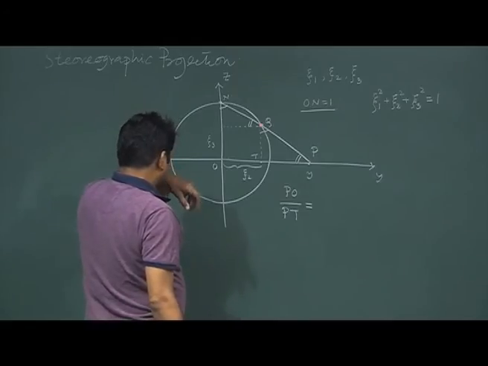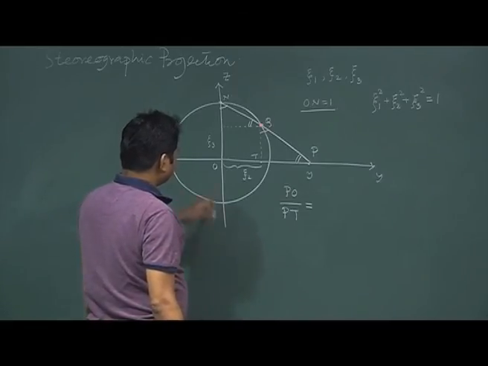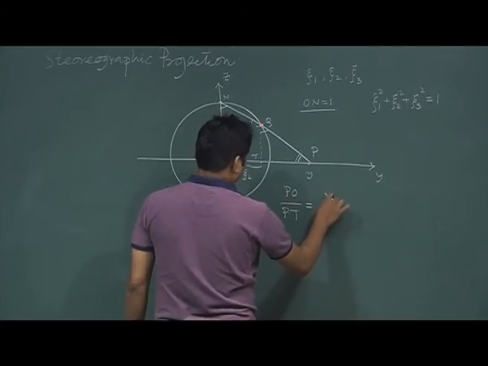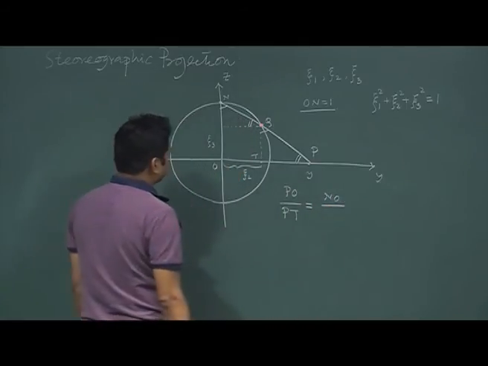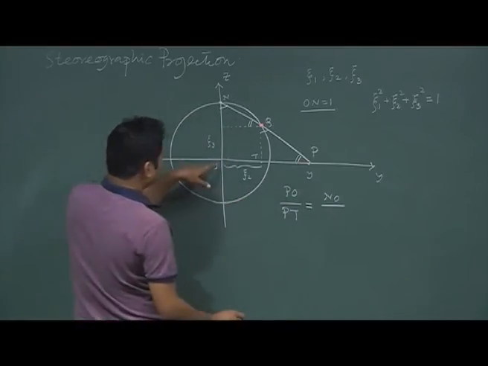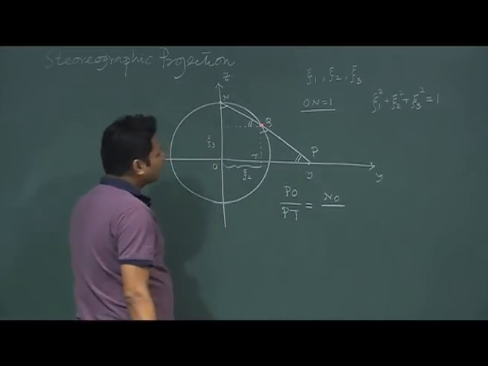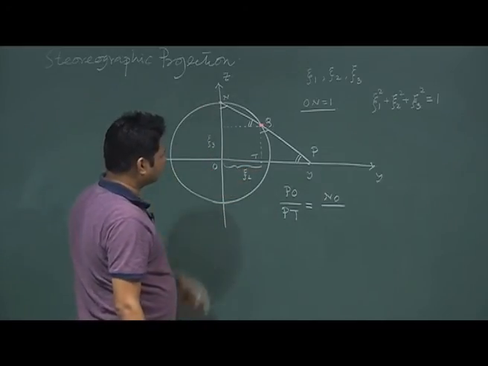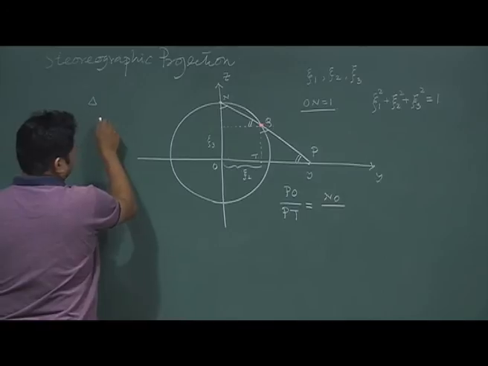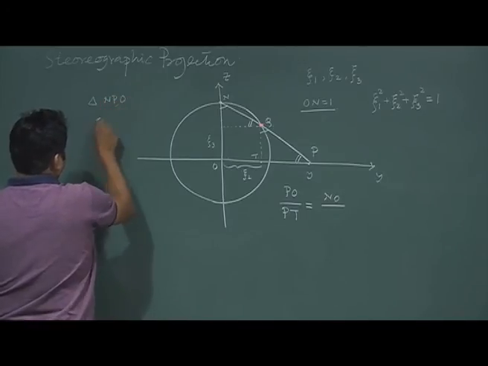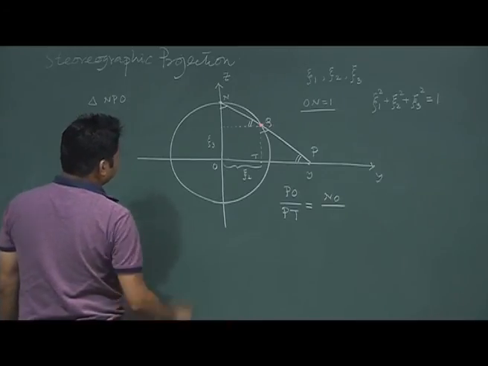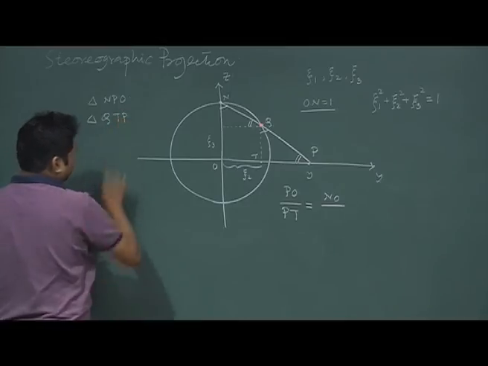for this big case it will be NO divided by 1 minus NO divided by NO minus xi. So let me check once again if I am doing it correctly or not. So this is my triangle. Two triangles are there: triangle NPO and triangle QTP.